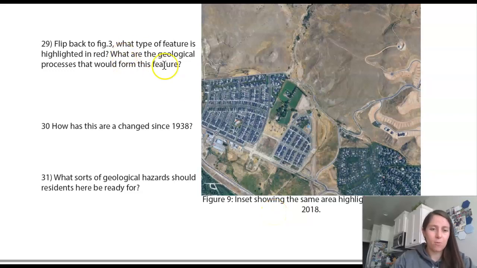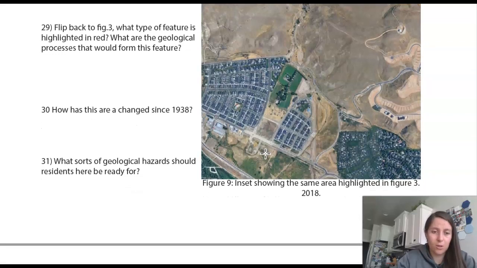Okay, so again, comparing those two, what are the geological processes that would form the feature on figure 3? Again, the one that I circled in red. How has this area changed since 1938? What do you think is different now that you're seeing it here in 2018? And then what sorts of geological hazards should the residents that are living here be ready for? So that's also a multiple answer question on your quiz, but I want you to think about it before you go on to the quiz.